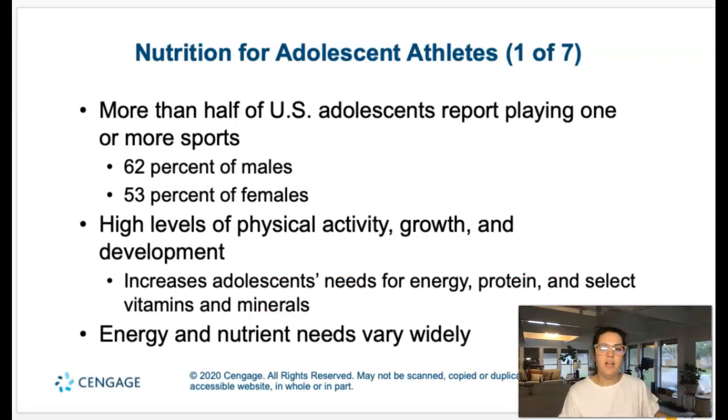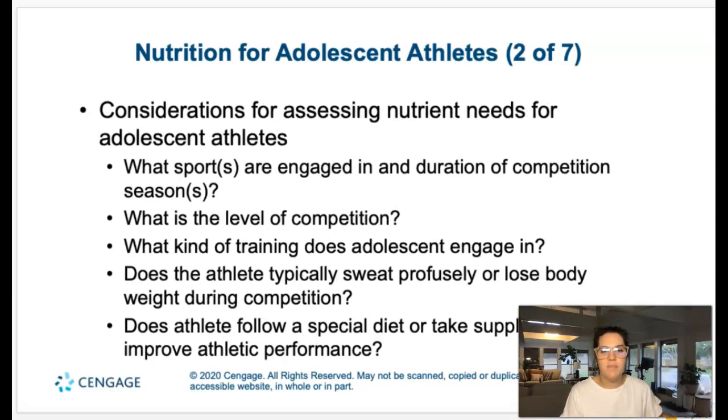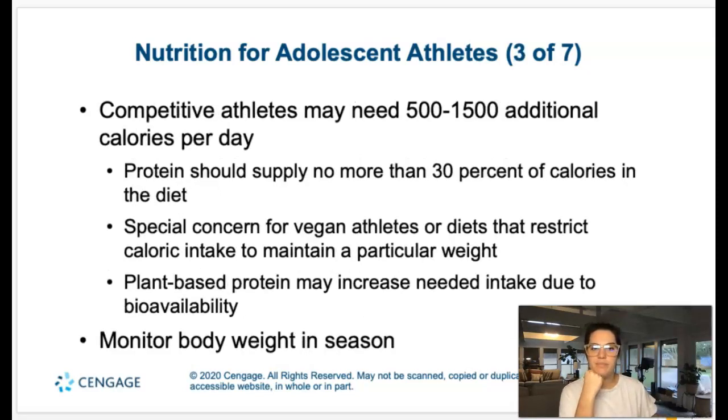So depending on the sport that's played, even the position that's played in that sport, the nutrient needs and energy needs are going to vary greatly among adolescents. So these are some questions that you may need to ask if you're ever counseling a student athlete, that can help you to understand what their nutritional needs and requirements are based on their level of activity.